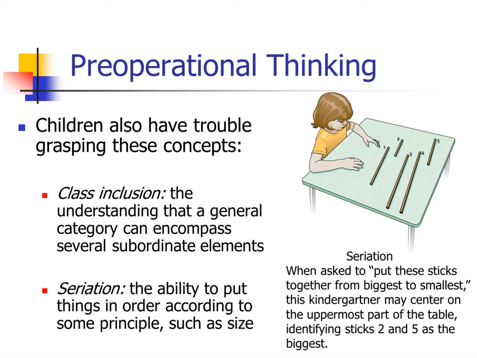Children also have trouble grasping these concepts. Class inclusion is understanding that a general category can be encompassed with several subordinate elements. A lot of times you might think of this as how they learn that 1/4, 1/4, 1/4, 1/4 is equal to 1 whole, which is equal to a half and a half.